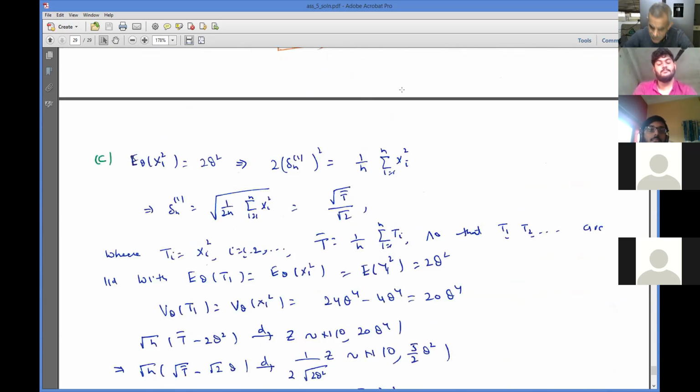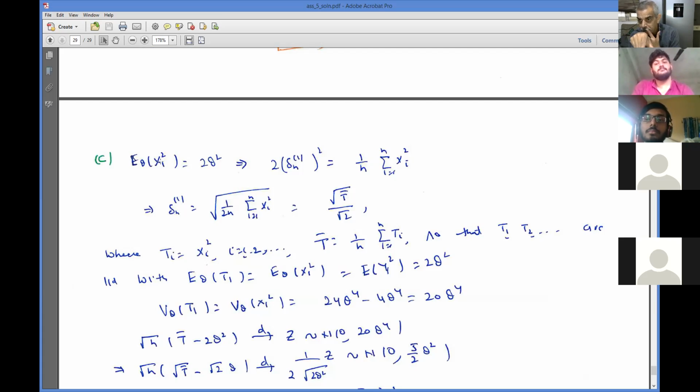So first, when I try to find the method of moments estimator based on xi squares, I know that my data is x1 square, x2 square, and xn square. So I put the sample moments of x1 square, x2 square, and xn square equal to the population moments. So first I need to find the expected value of x1 square.